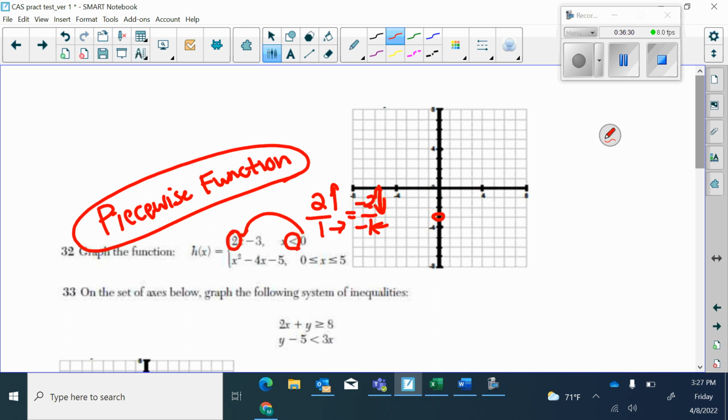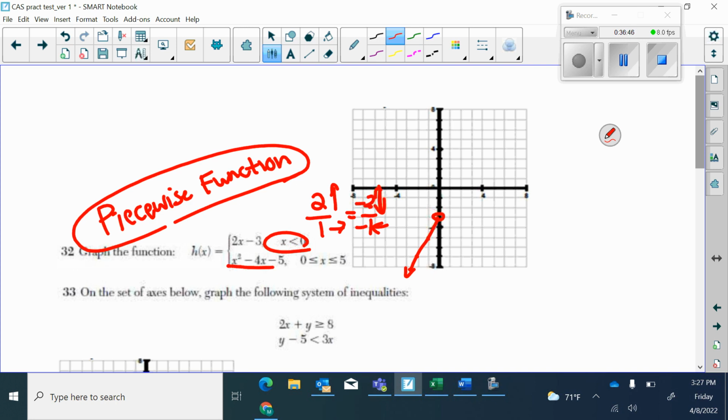Okay, and we want it for x being less than 0. So over here, it needs to be going off that. So we need to go left 1, down 2, left 1, down 2. There's that piece right there. Can't go to the right of 0 or even at 0.